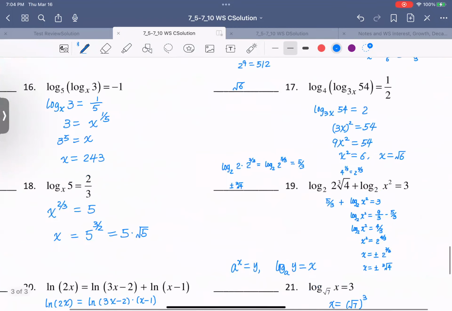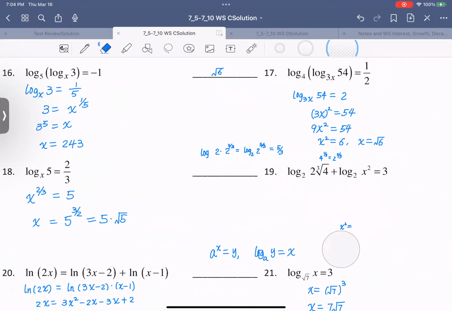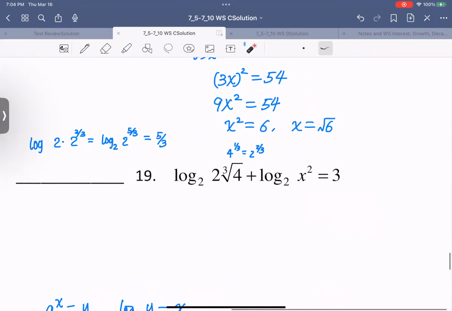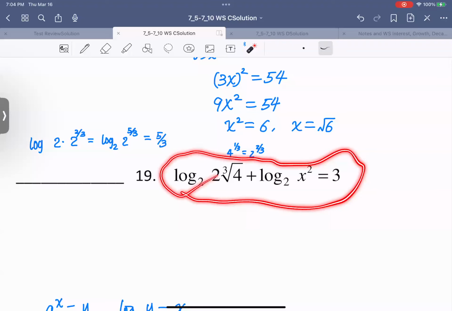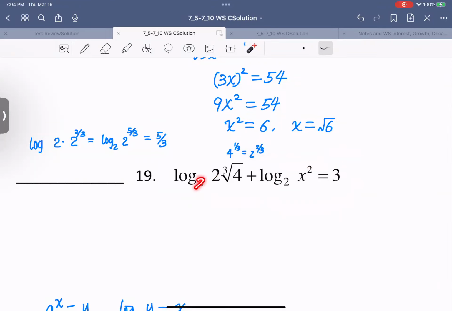Next. Number 19. Sudisha, let's do this one together. You have base of 2 here. As long as we convert this guy to the power of 2, we will be able to get this. Who is this? 2 times 4 to the power 1/3. So this is 2 to the power of 2 over 3, correct?